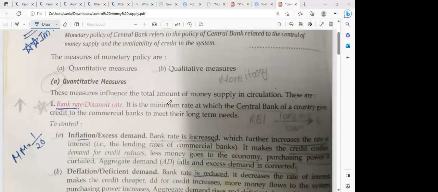Now, girls, I'm giving you 2 minutes. Quickly revise all the definitions. Okay, because after this, we are going to start with a very important concept. Okay? Okay, ma'am.